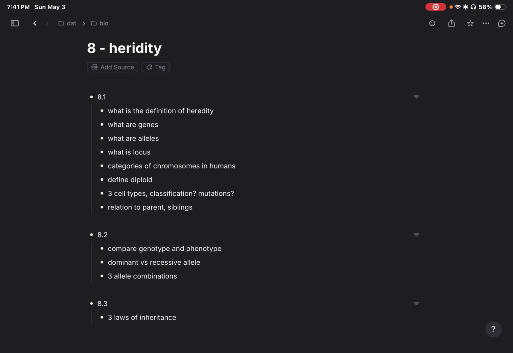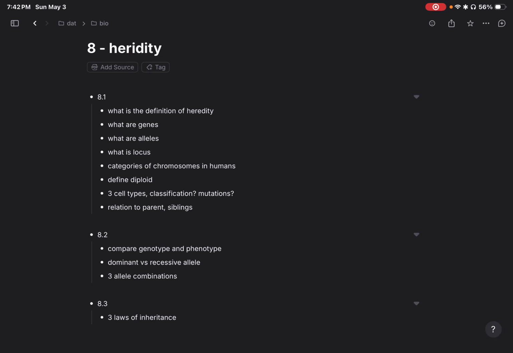What are genes? I already said that. What are genes? Genes are specific sequences of DNA that code for a specific trait. Alleles are versions of a trait, like blue or green, they're just versions of the same gene. So yeah, what is locus? That's the specific physical location that you'll find a gene on a chromosome.